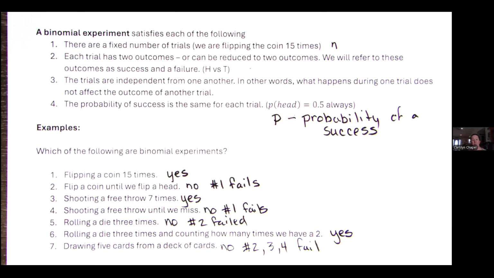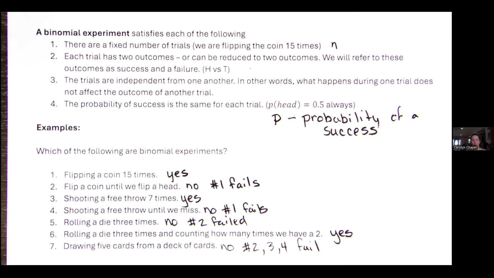Number 3, shooting a free throw 7 times, is a binomial. We're going to assume it is because we're going to take out that human factor. We're not going to take into account that you get on a roll or you're in a slump kind of thing. So we will assume that it is a fixed number of trials, so 7. We have 2 outcomes. We either make it or we don't make it. What happens on one shot will not affect what happens on the other shot. This is where we kind of assume that. If you don't want to assume that, then this would not be a binomial. Also, the probability of making it is going to remain the same.